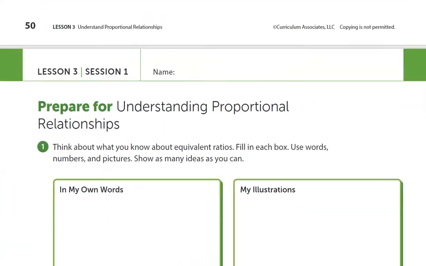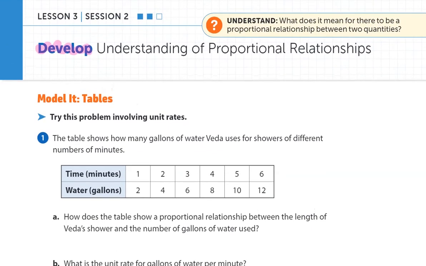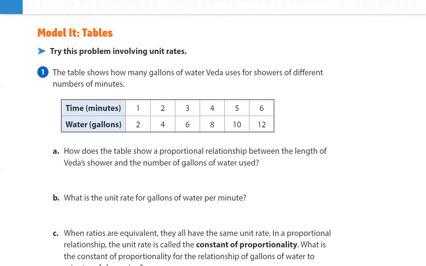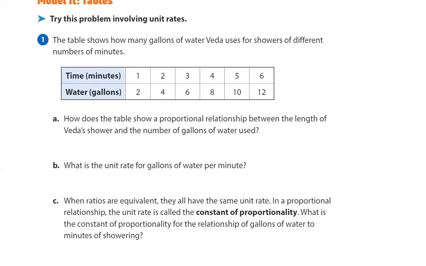We're going to move on from the fun questions about kitty cats into even more fun questions about gallons of water. So this table, it's number 1 right here, shows how many gallons of water Vita uses for showers at different numbers of minutes. And we're just going to look at this table and answer this question. How does the table show a proportional relationship between the length of Vita's shower and the number of gallons of water used? Well, our unit rate is 2 gallons a minute.